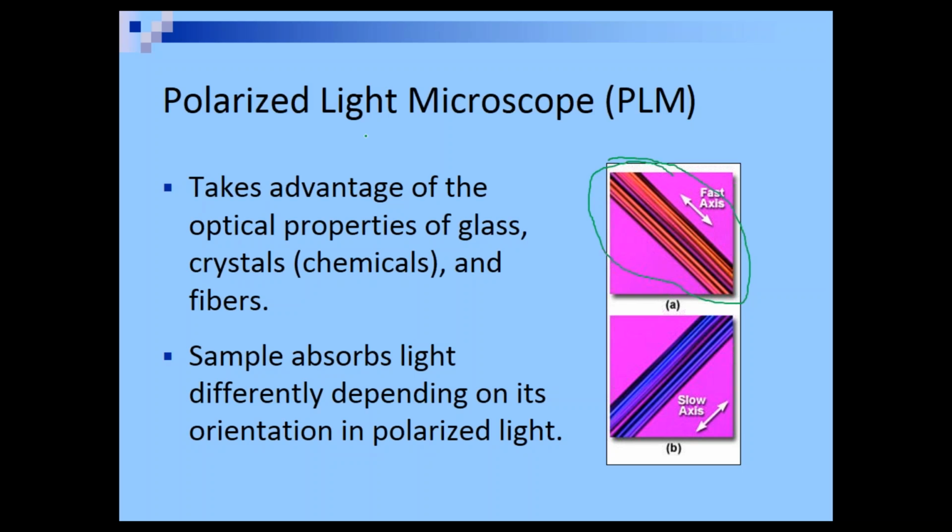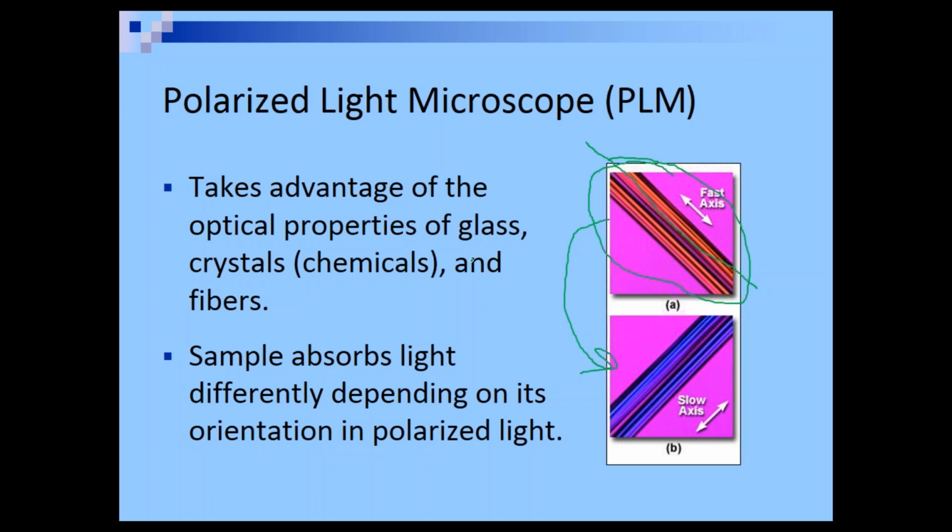Polarized light is passed through this fiber, and depending on the direction that the fiber is arranged in the field of view, like if it's slanted in this direction, you'll notice it refracts the polarized light so it appears red and purple. But this is the same fiber as down here in B. It's rotated so it's in the other direction, and you'll notice the colors change. Now it's more of a blue and purple.